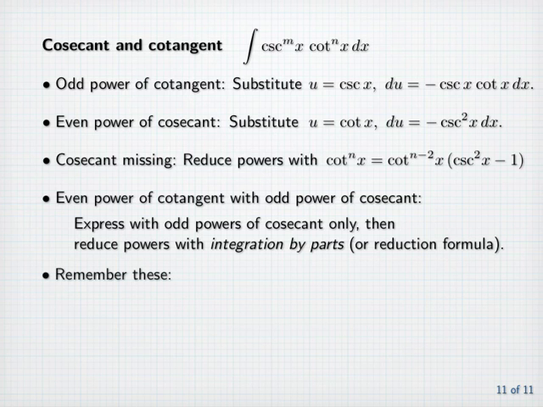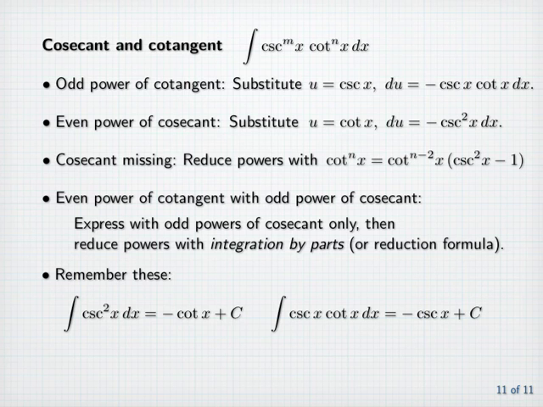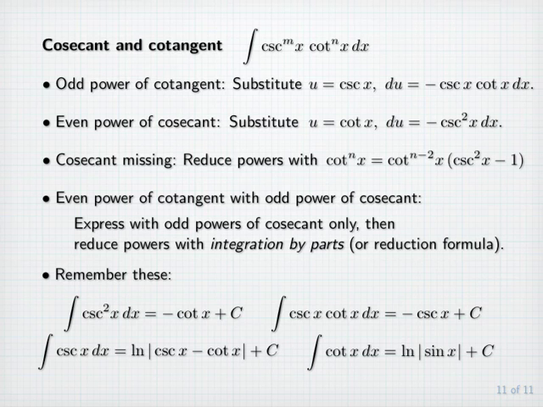Now we want to remember these integrals. The integral of cosecant squared x dx is equal to minus cotangent x plus c. The integral of cosecant x times cotangent x dx equals minus cosecant x plus c. The integral of cosecant x dx equals the natural log of the absolute value of cosecant x minus cotangent x plus c. And finally, the integral of cotangent x dx is equal to the natural log of the absolute value of sine x plus c. And this can also be written as minus the natural log of the absolute value of cosecant x plus c.